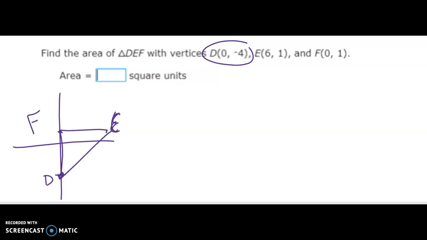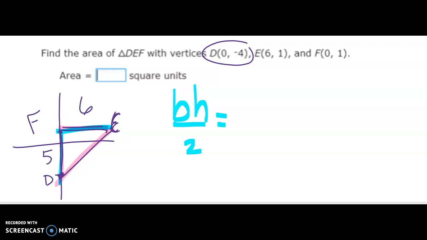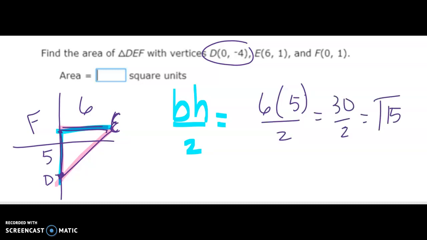So now I can see that it made a nice right triangle for us. And so this is going to be the base, this is going to be the height. Base times height divided by 2. Well, how long is the base? The base went from 0 to 6, so this is 6. And this went from 1 to -4, so this is 5. So the base is 6 and the height is 5, and we divide by 2 and get 15.